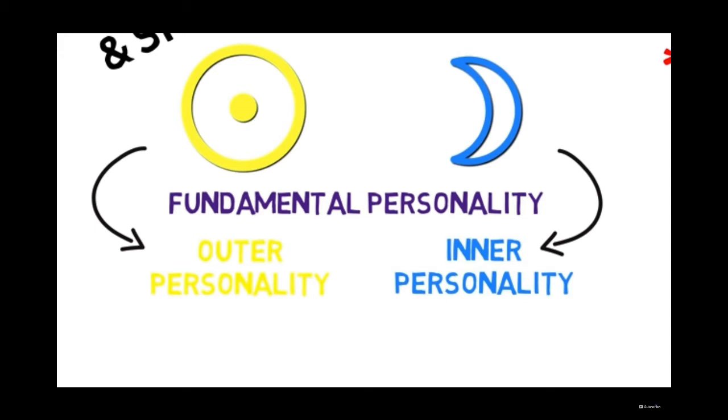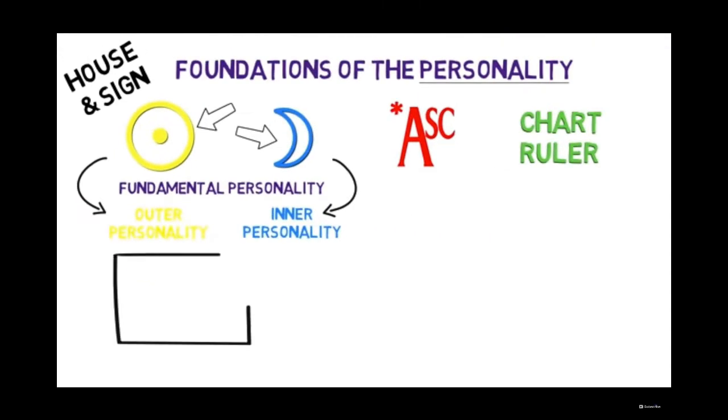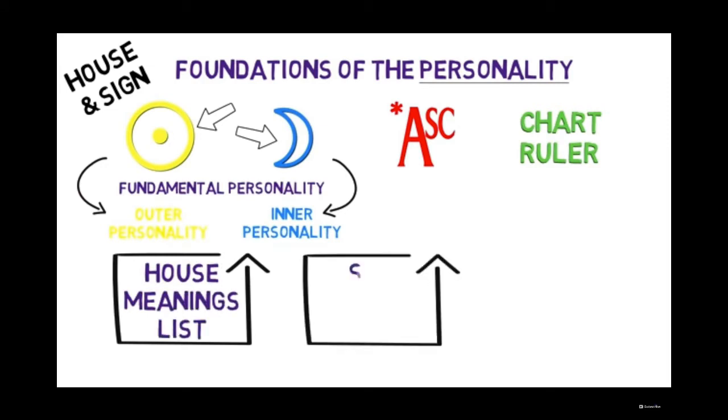Identify the sun and moon in your chart. They are represented by these symbols here. Once you've identified both your sun's house and sign placement and your moon's house and sign placement, use these PDFs to uncover what these fundamental elements of your personality are all about.